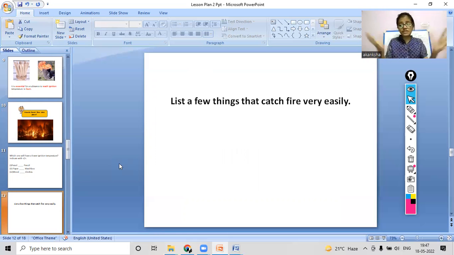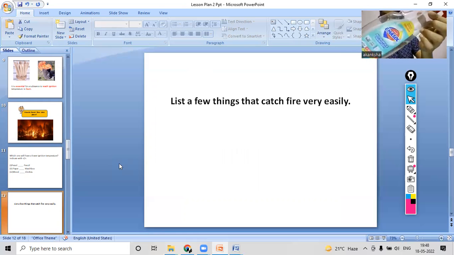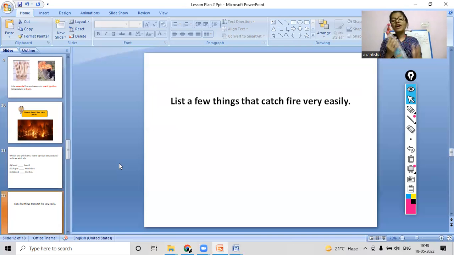Around you, you can bring some things. Yes, I have to show you one thing. So now I'm showing you something on your screen. You have to identify what this is. Yes, we have used it a lot during this COVID period. It is used for sanitizing the hands, right? Yes, it is a sanitizer.